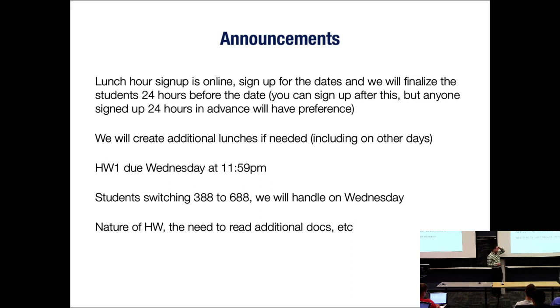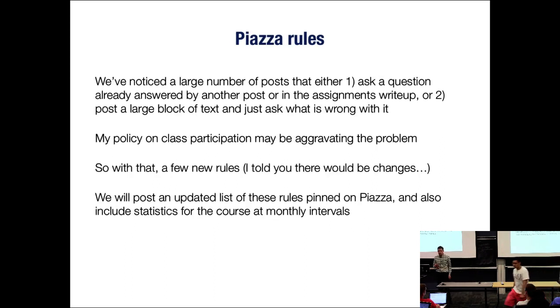But now I want to move to a couple other things that have been happening. There are going to be little changes to class policy. The first thing we've noticed is that a lot of people are posting on Piazza, either asking a question that's already been answered or asking a question that is answered pretty directly in the write-up. And actually, this is fine, so far. But I think that my class policy might be encouraging this, because people get immediate feedback and they get credit for class participation. So it's a win-win situation, right? I think this is probably my fault for making that policy in the first place.